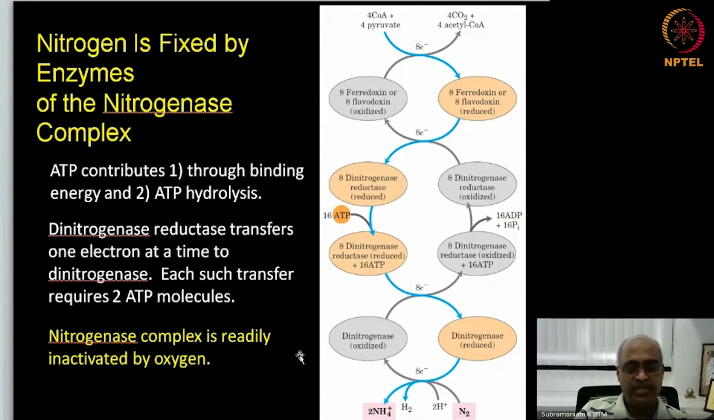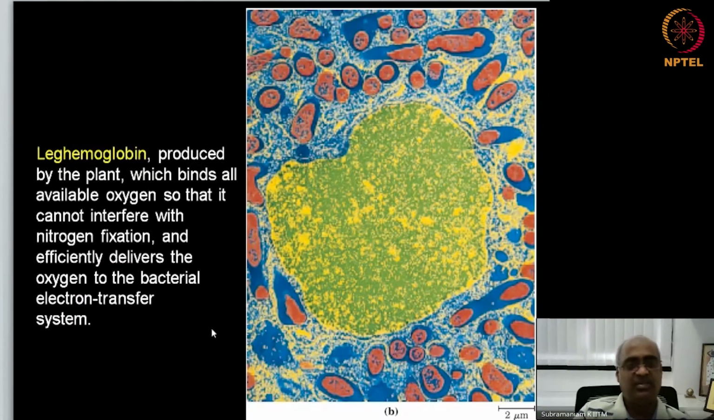The other important specific thing about dinitrogenase is it is highly labile to oxygen. Oxygen readily gets the electrons and you do not reduce nitrogen, and the nitrogenase complex gets inactivated. So it's very sensitive to oxygen, and oxygen inactivates this enzyme. So this enzyme needs to be protected from oxygen for its activity, and that is achieved by leghemoglobin.